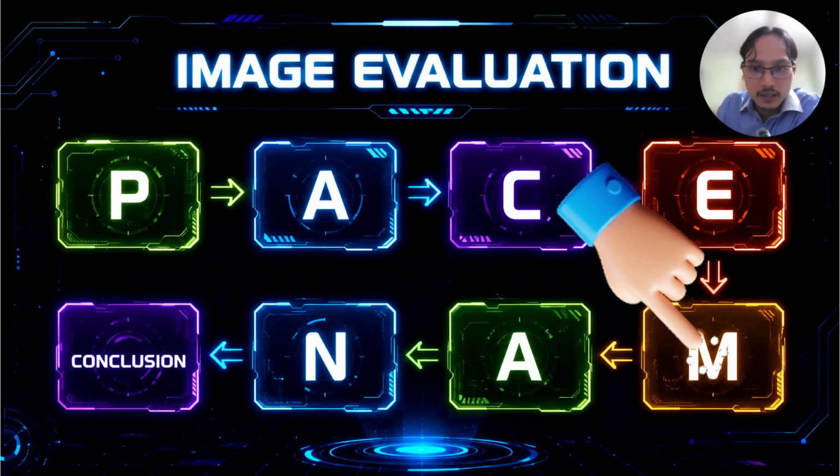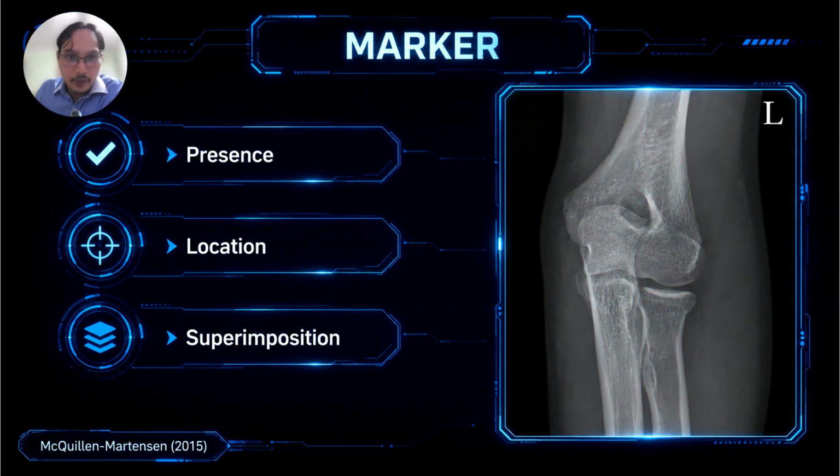Next is marker. Marker evaluation is important because it confirms the anatomical site being examined and helps prevent identification error. There is evidence of an anatomical marker shown in the radiograph correctly placed on the left side of the body and placed appropriately, not superimposing any region of interest.